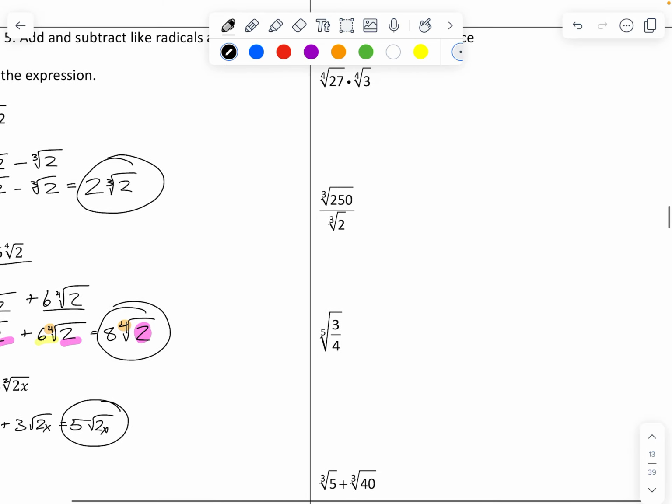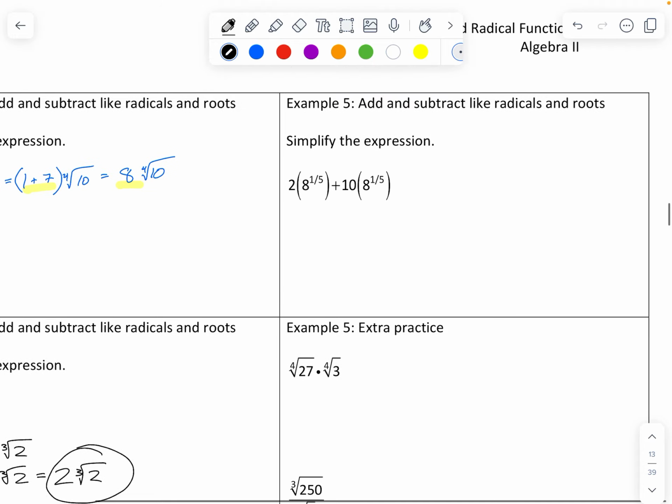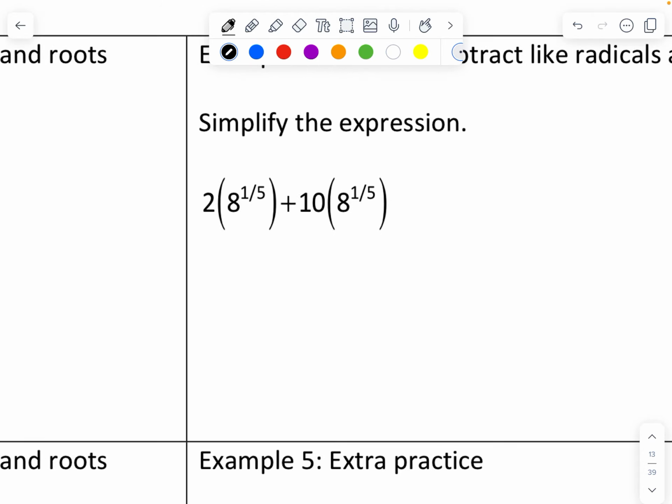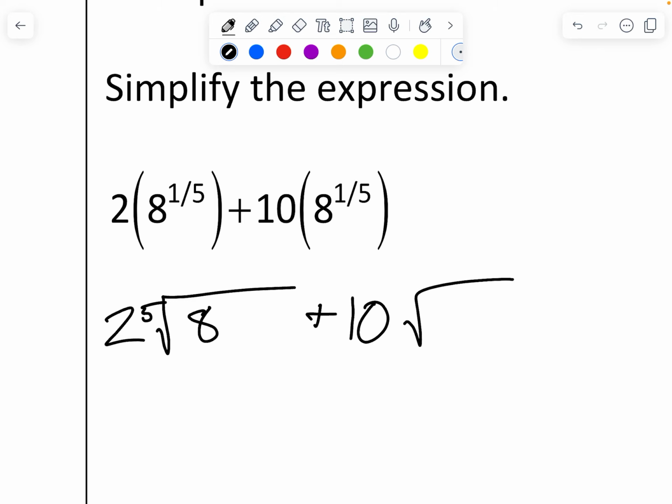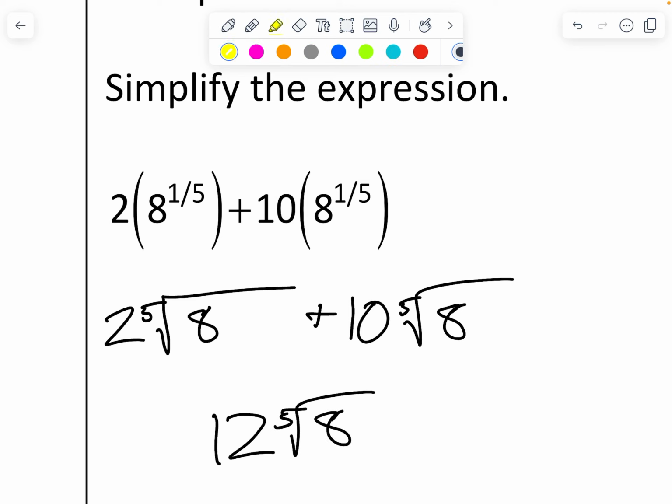All right, what do we have here? Well, let's put them in a root form first. So this is what Friday's quiz is all about. That's the 5th root of 8 plus 10 times the 5th root of 8. So there's 12 times the 5th root of 8. Same index, same radicand.